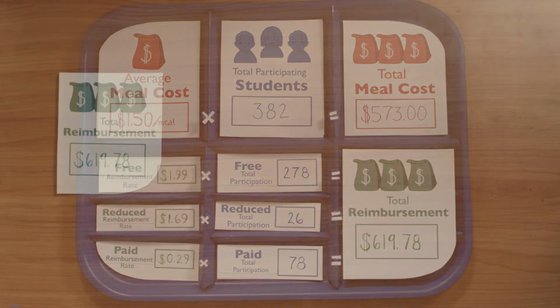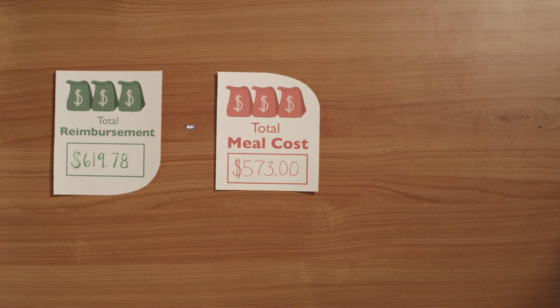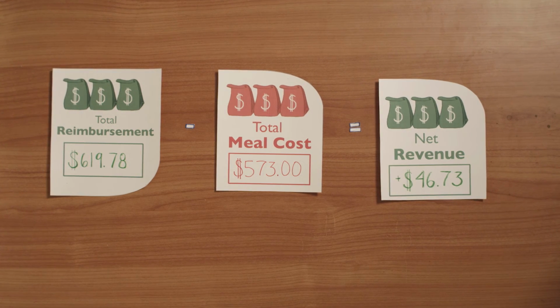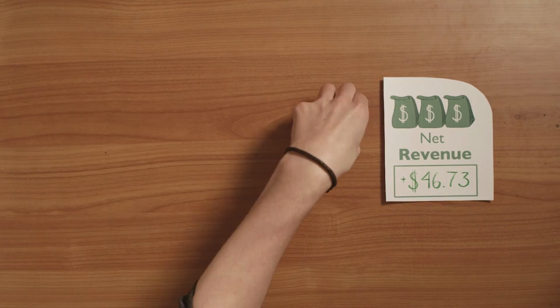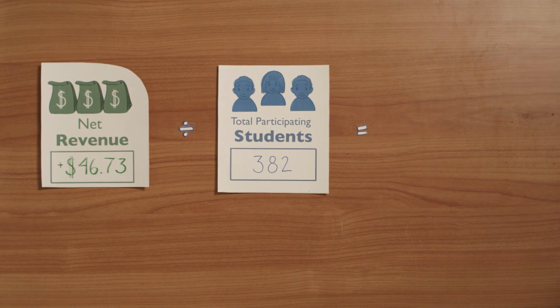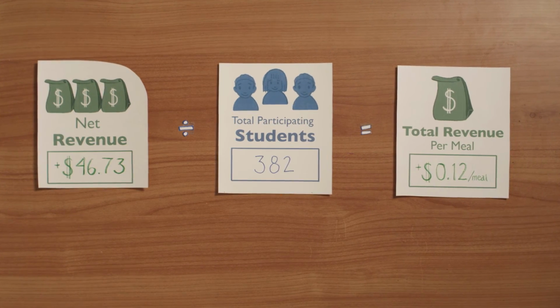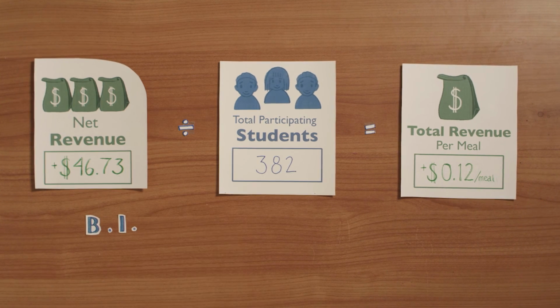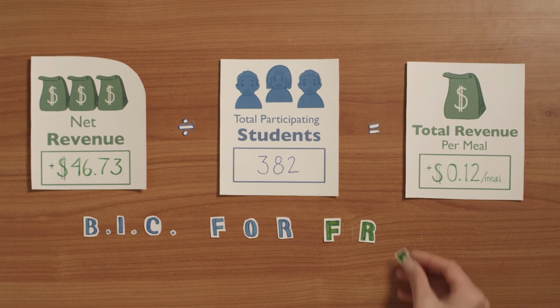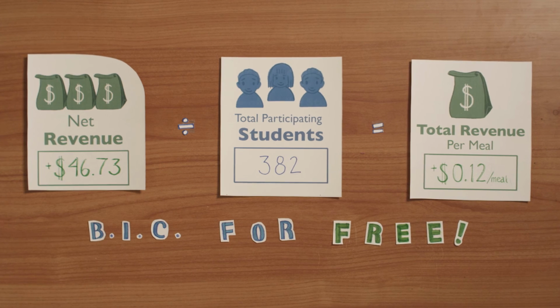Stacy subtracts the total cost of the program from the total reimbursement to get the net revenue. She then divides by the total number of meals. She finds that Maury Elementary would make almost 12 cents per meal and can in fact serve breakfast to its entire student body for free.